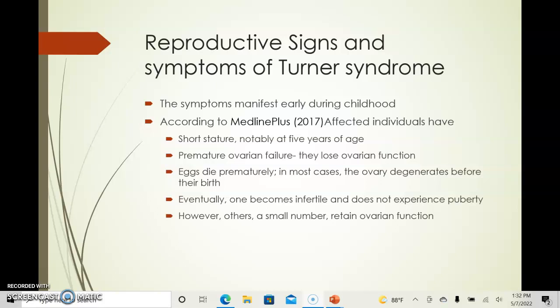Moreover, they do not experience puberty. Nevertheless, others, a small proportion, retain ovarian function.